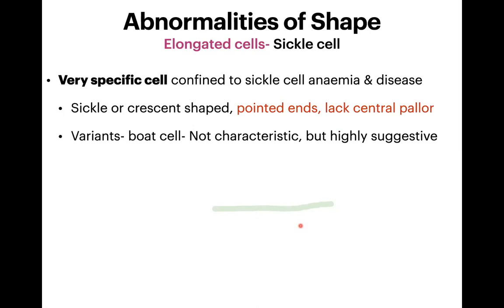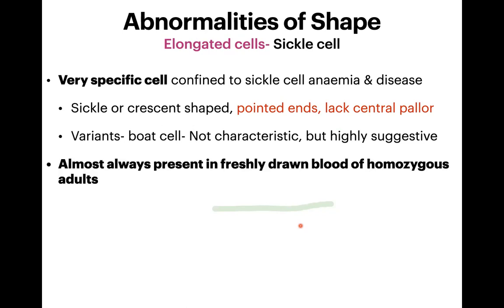Variants are also there. Boat cells are called. It is rhomboid in shape, like it was trying to be a sickle, but the ends were cut. So it looks like that, a boat cell. It is not characteristic, but when you are finding this, it is highly suggestive. Try to look for the sickle cells.